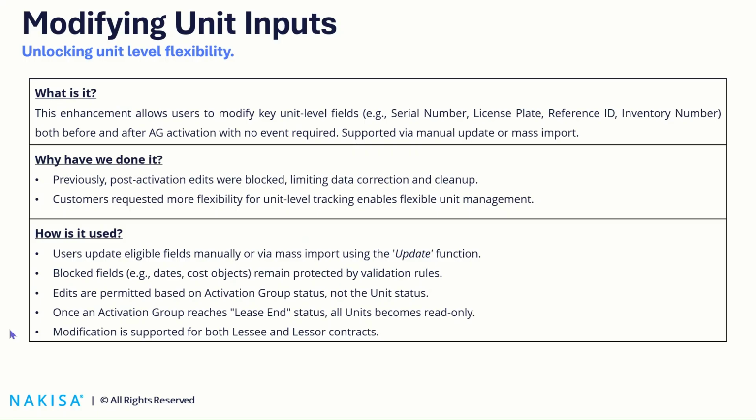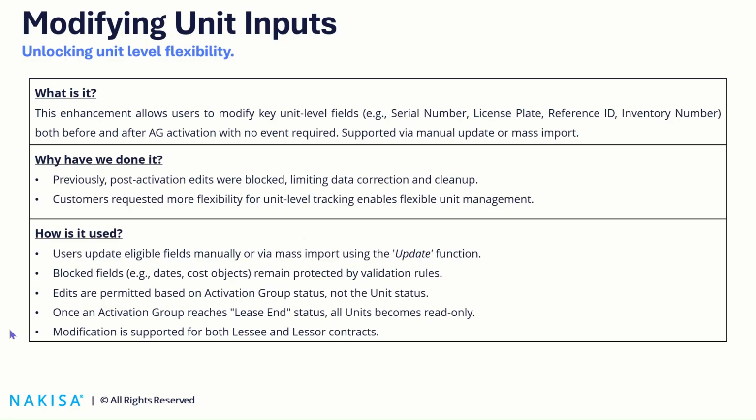The first one we will go through is modifying unit inputs. What is it? This enhancement allows users to modify key unit-level fields within the units, whereby you can change a serial number, license plate, reference ID, or inventory number, both before and after an activation group has been activated, with no event required. It can be done on the UI itself, or it can also be done using a mass functionality.